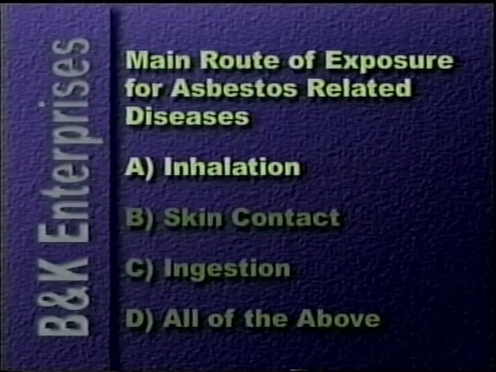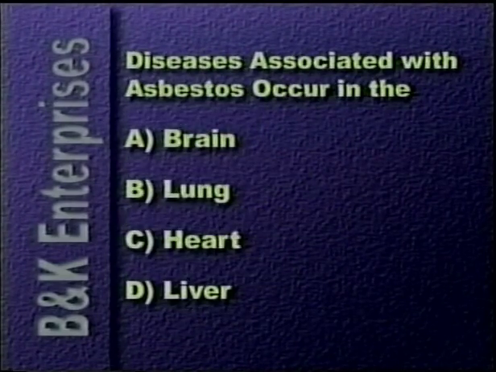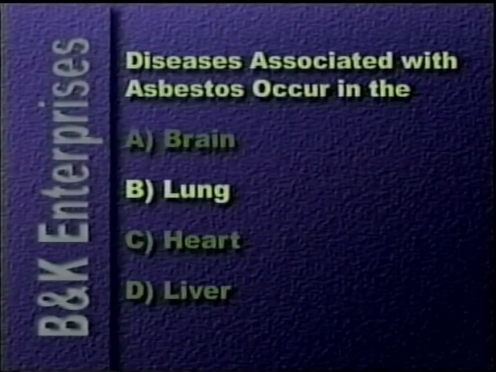Number 8. Diseases associated with asbestos occur in the A. Brain, B. Lung, C. Heart, or D. Liver. The correct answer is B. The lung.